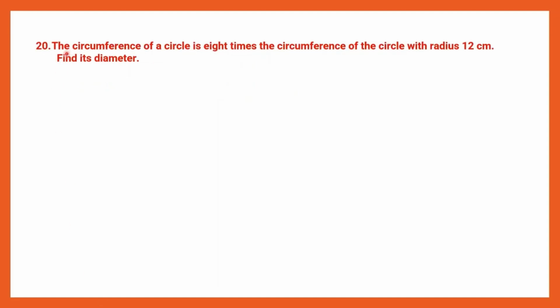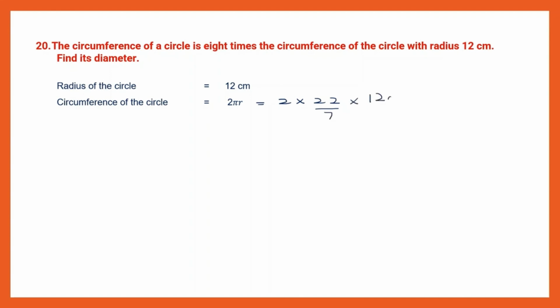Question 20. The circumference of a circle is 8 times the circumference of the circle with radius 12 centimeters. Find its diameter. So what's given to us is this radius. So let's find the circumference of the circle with this radius first. The radius of the circle given to us is 12 centimeters. The formula for circumference is 2 pi r, which is 2 into 22 by 7 into r, and r is 12 centimeters.